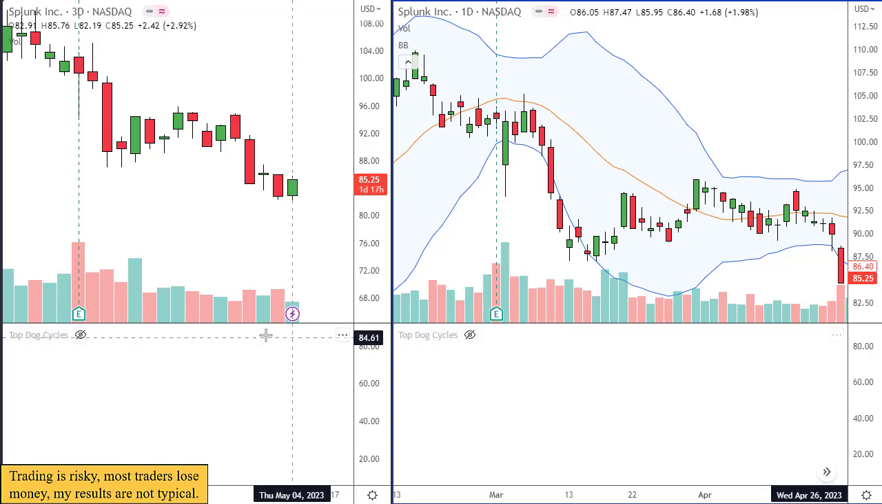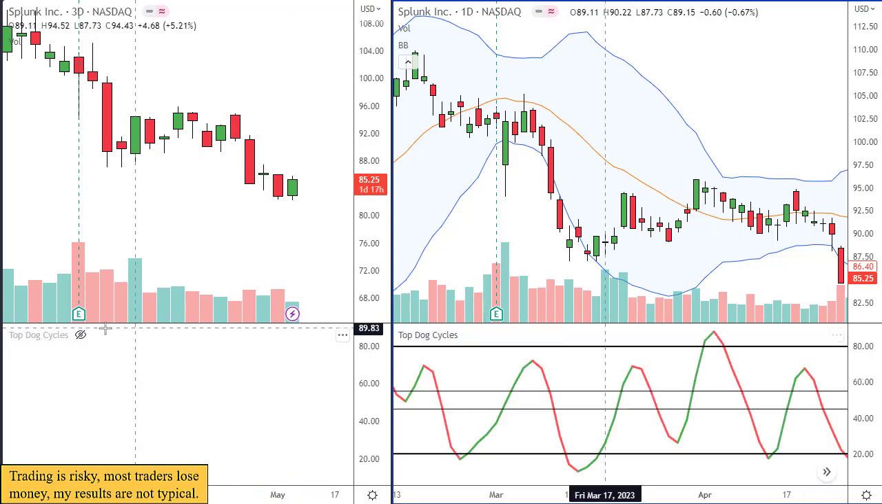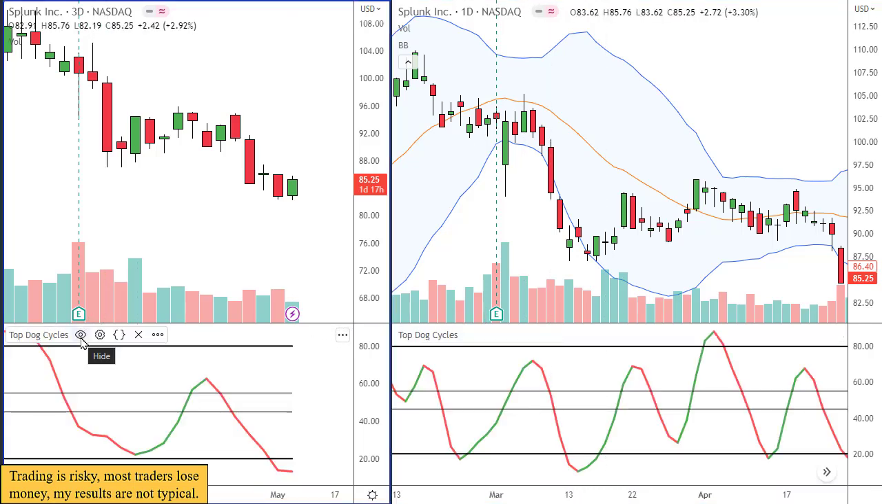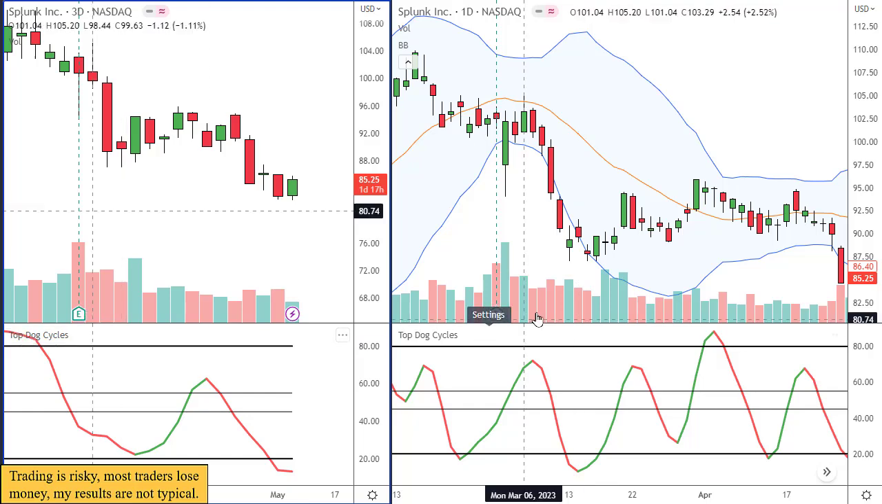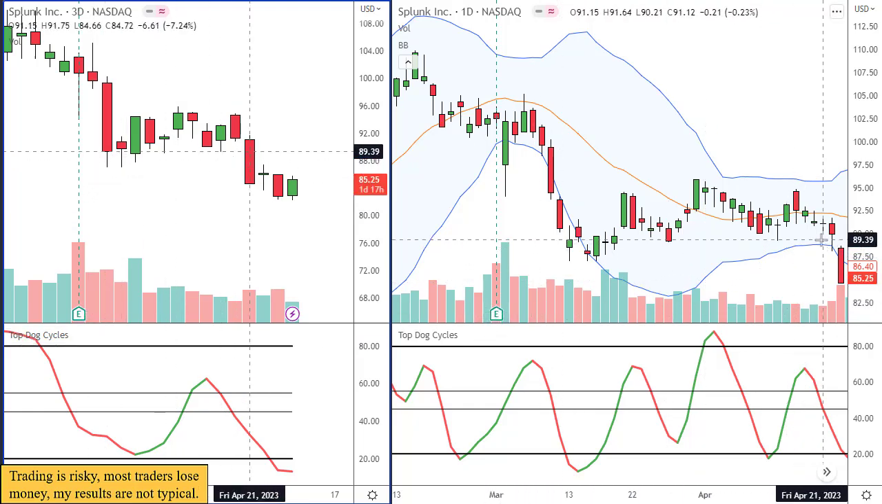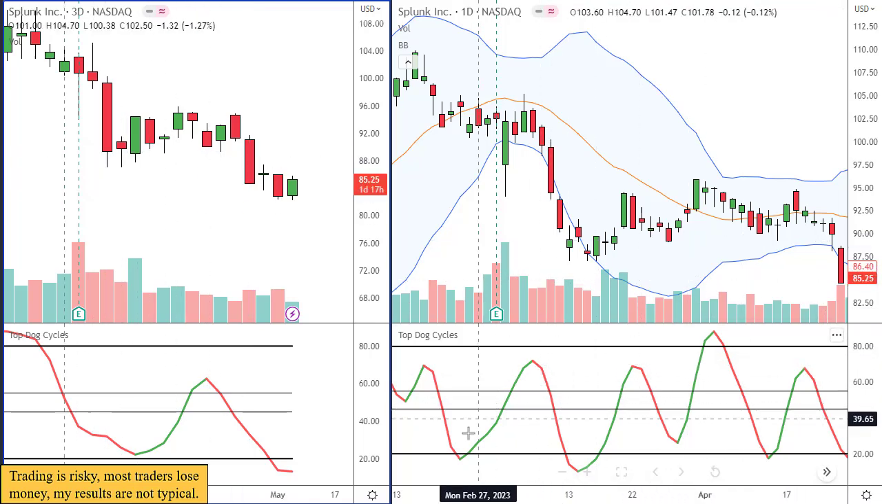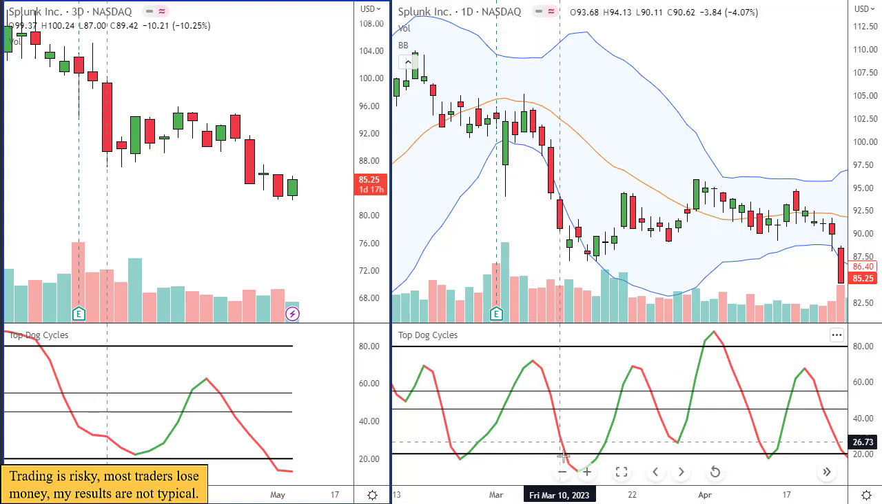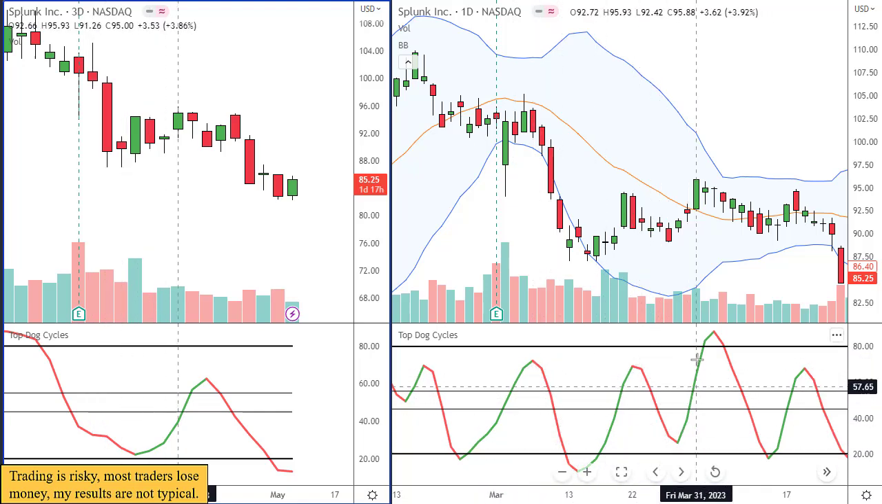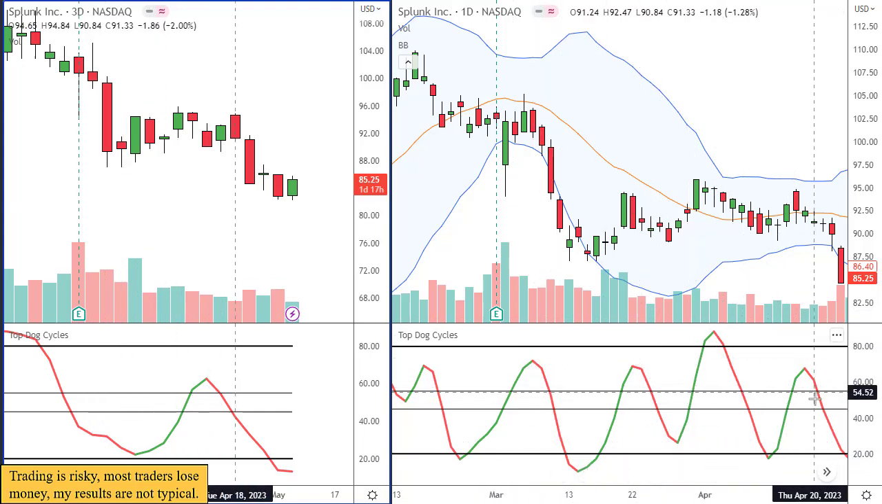So now, you might have noticed down here, if you were really observant, that I've got my Top Dog Cycles down here. So let's turn them on. They've been off. And you might have been saying, hey, Barry, what the heck is that? Okay, so here we go. And now you'll notice cycles are the oscillations of the market. So we have cycle up, cycle down, cycle up, cycle down, cycle up, cycle down, cycle up, cycle down.